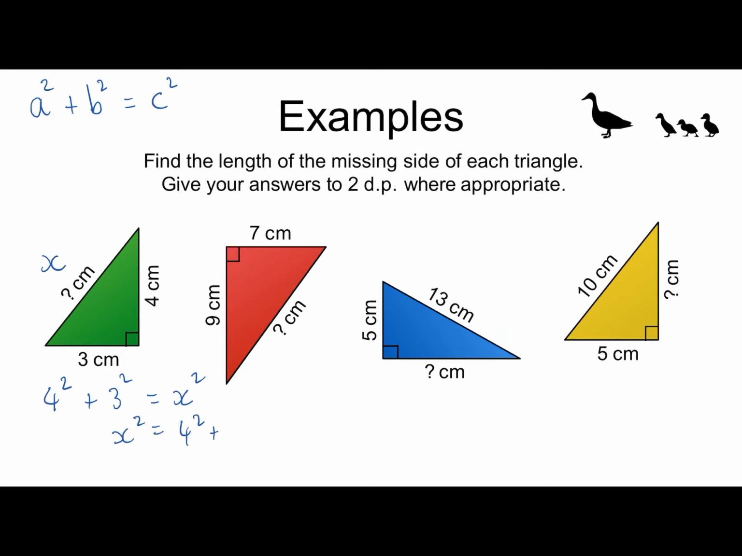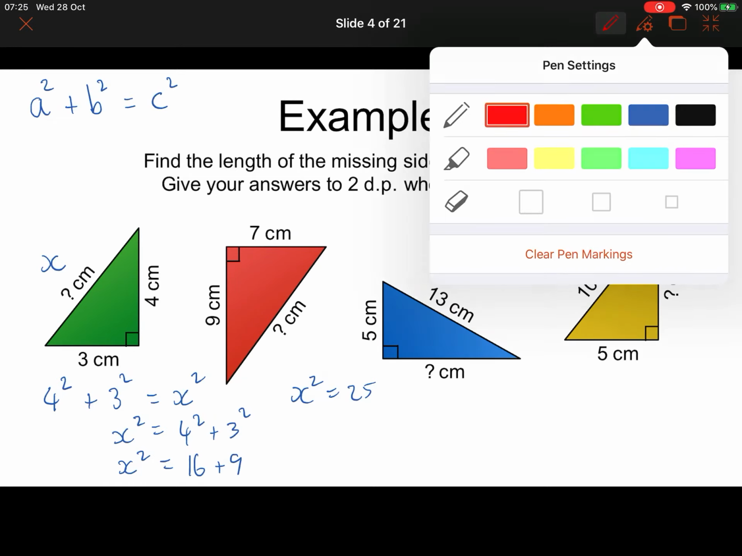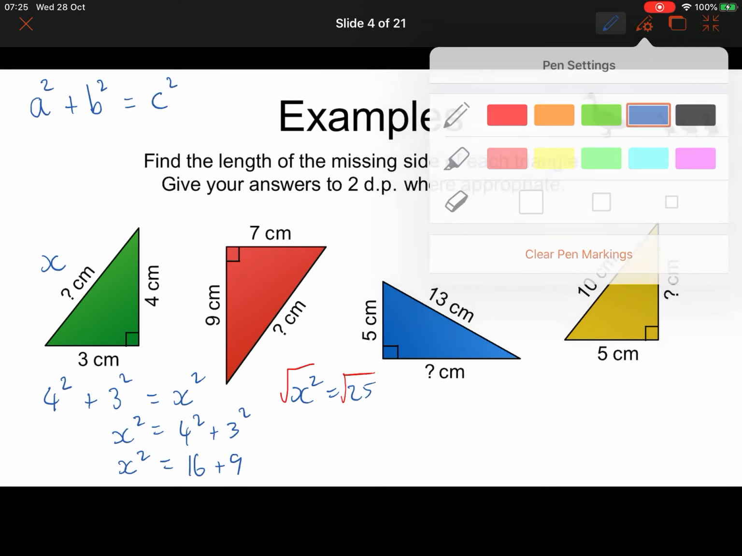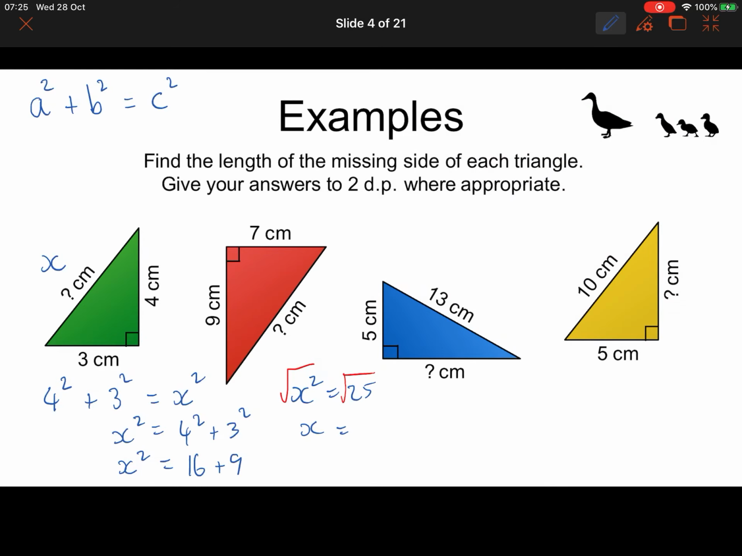Let's actually turn it around. So x squared equals 4 squared plus 3 squared. X squared equals 16 plus 9. X squared equals 25. But I don't want to know x squared. I want to know x. So what do I do? I square root both sides of the equation. So x is equal to 5. Okay, so I know this length must have been 5 centimeters.